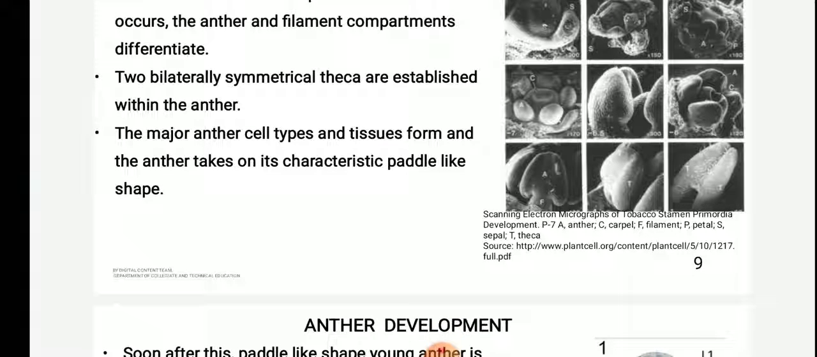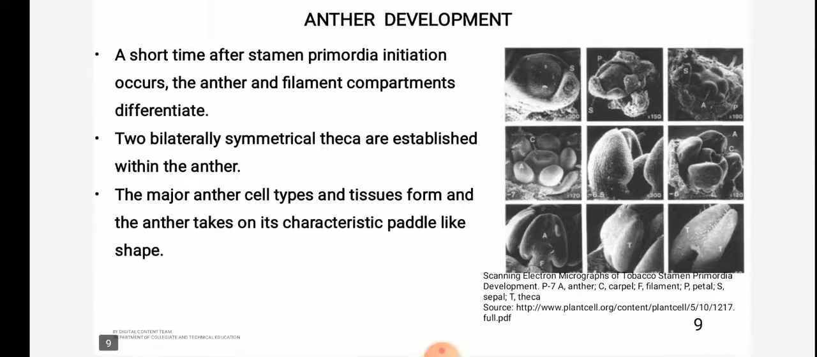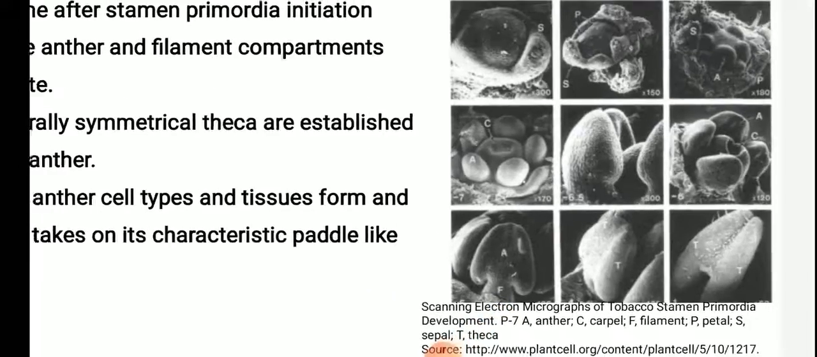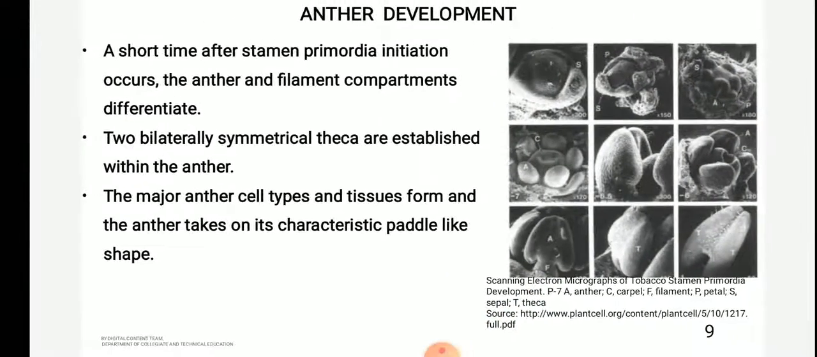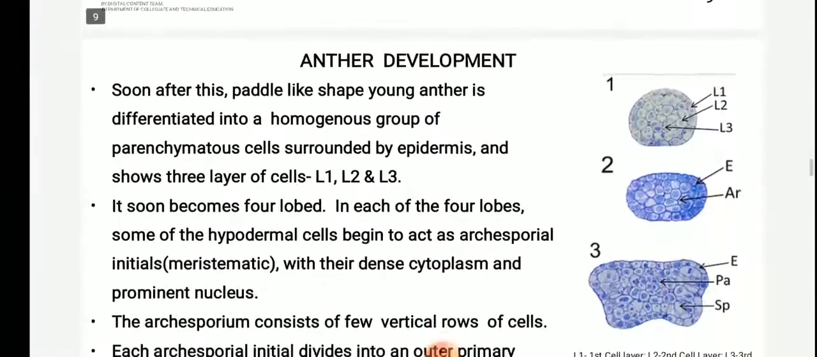The major anther cell types and tissues form, and the anther takes on its characteristic paddle-like shape. If you see this diagram, you will understand. The stamen primordia is getting differentiated on the floral receptacle. You will find the stamen primordia which starts differentiating and forms a paddle-like structure.